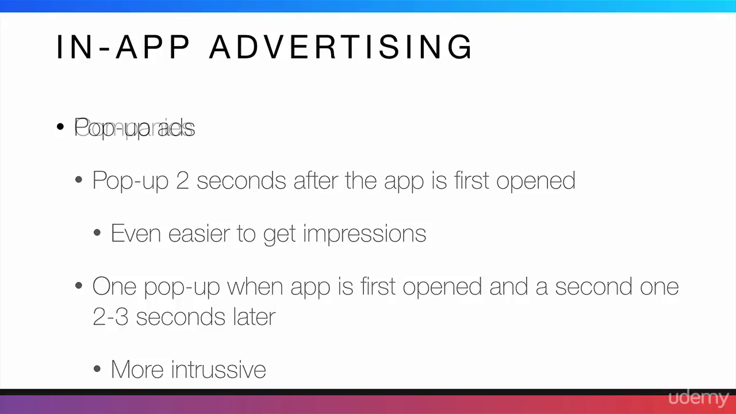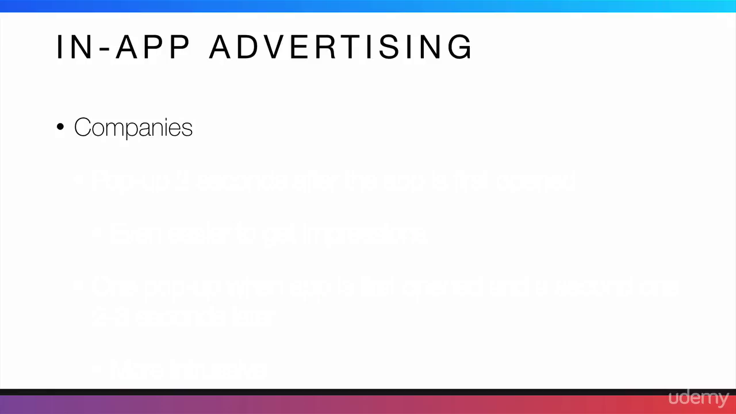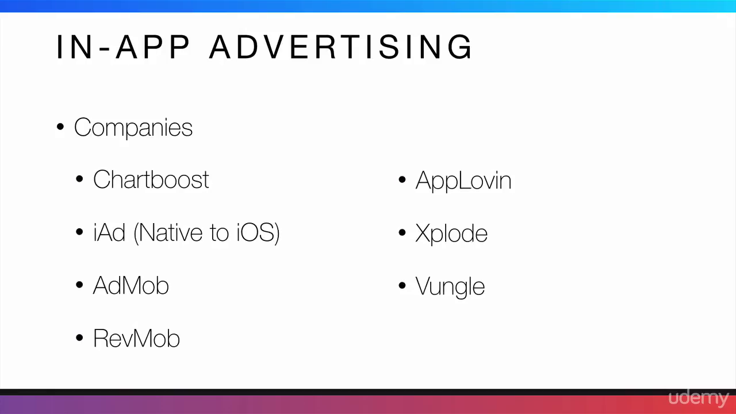Now, as to which companies to use, well, I use Chartboost and iAd. iAd is Apple's own and it's native to iOS. But there are a few other really popular companies, like for example AdMob, which is Google's, but it's available on iOS and Android. There is also RevMob, AppLovin, Explode, and Bumble. Go to the websites, scroll around, sign up, it's free. See what each one of them can offer and use the one that you feel most comfortable with.